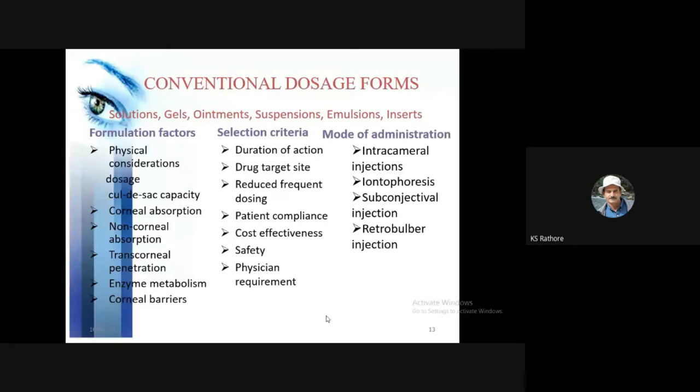And certain selection criteria are also there, like duration of action, drug target site, reduced frequent dosing, patient compliance, cost effectiveness, safety, physician requirement. On those bases we select whether it is solution form or gel or ointment or emulsion or certain inserts. Mode of administration is intracameral injection or iontophoresis, subconjunctival injection, retrobulbar injection. These are certain.